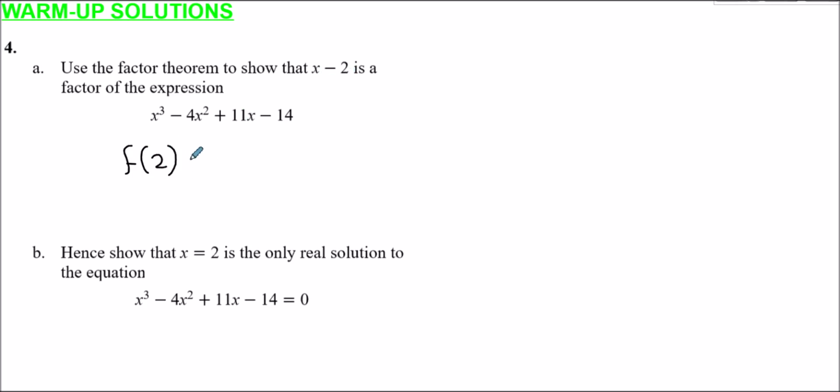So let's just try f of 2. All we're doing right now is inputting 2 for x and seeing what this expression is going to be equal to. So f of 2, that's going to be 2 cubed minus 4 lots of 2 squared, plus 11 lots of 2, minus 14.